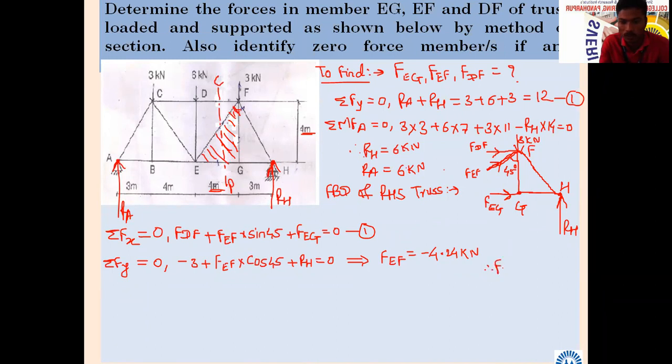how have we assumed that force? कसं assume केला आपण? Compressive. परंतु तो आहे कसा actually? Tensile. It is something like this.